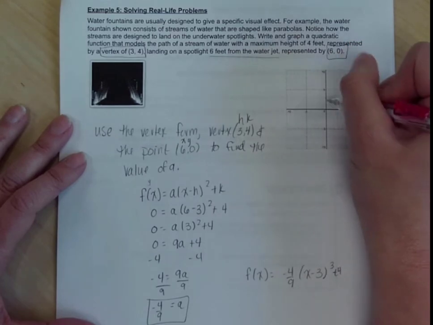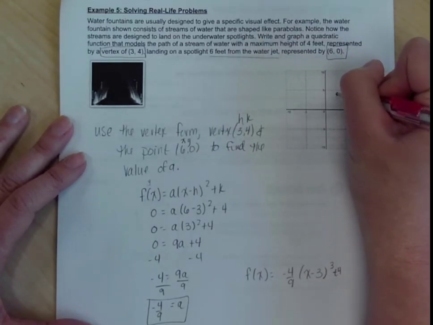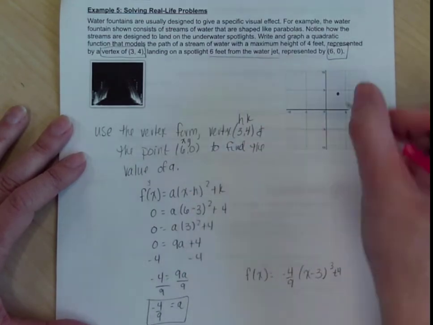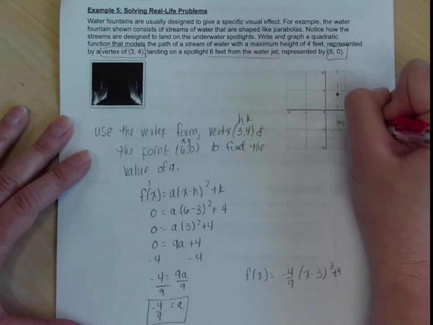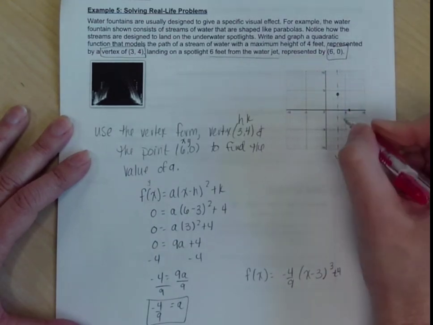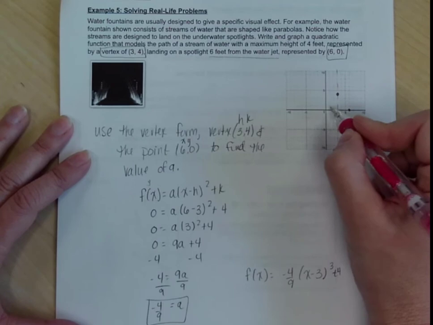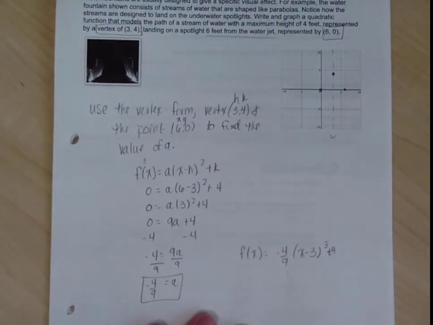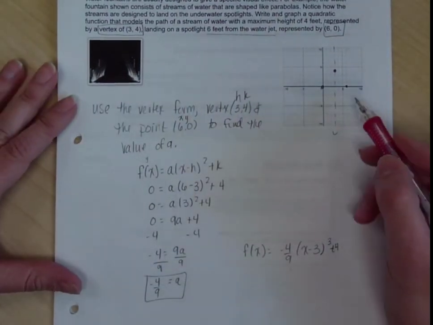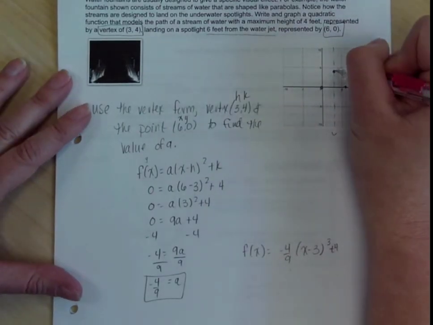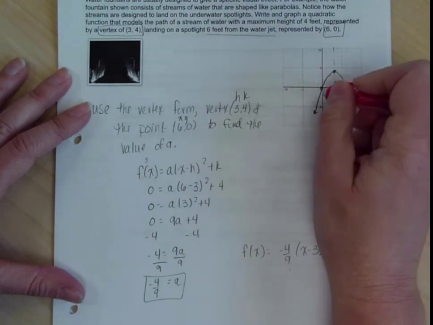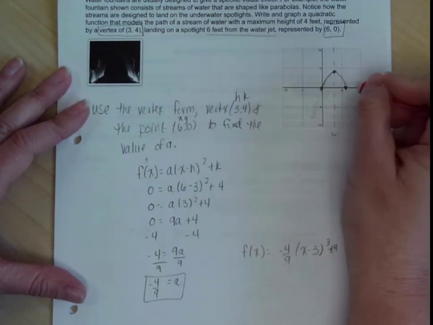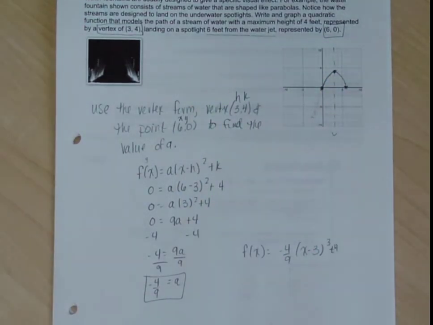So I've got my vertex, which is going to be at 3, 4. And then my next point is at 6, 0. Here's my axis of symmetry, so I know this is 1, 2, 3, 1, 2. So now that I have my points and my axis of symmetry, I can go ahead and graph. And since it stops at 0, here's my graph.